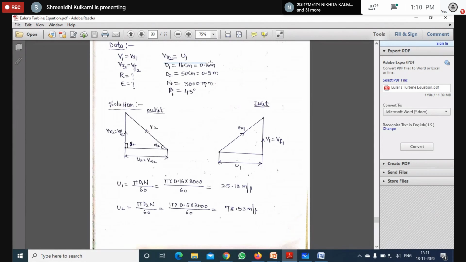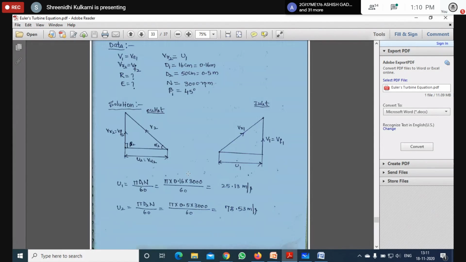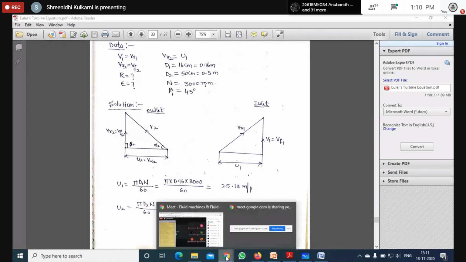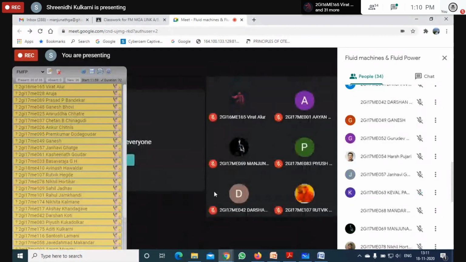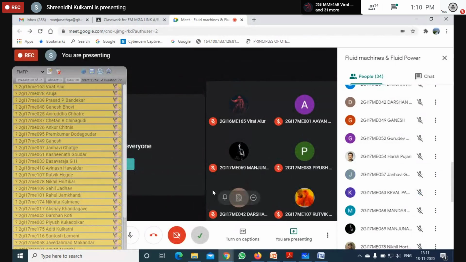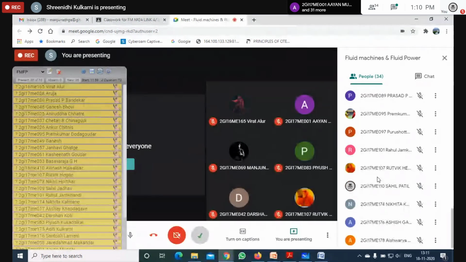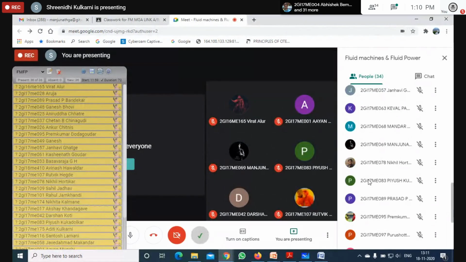Here they mentioned D1 and D2. With respect to these, we are going to find out the blade speed at inlet and outlet. So U1 is equal to pi D1 n divided by 60 and U2 is equal to pi D2 n divided by 60. So calculate U1 and U2.